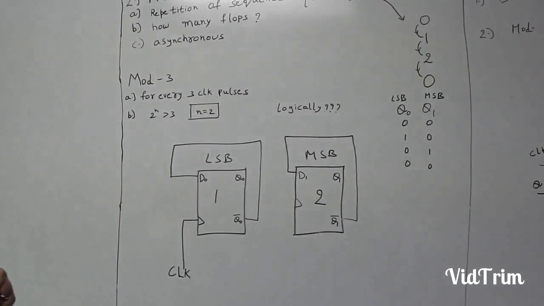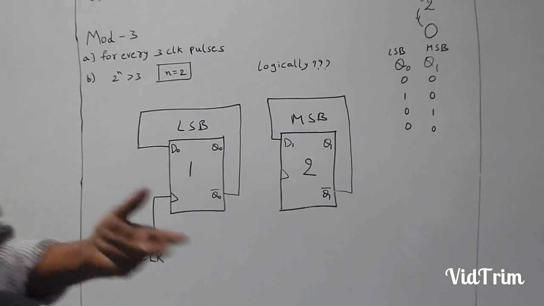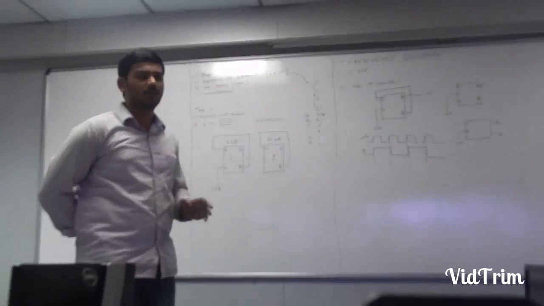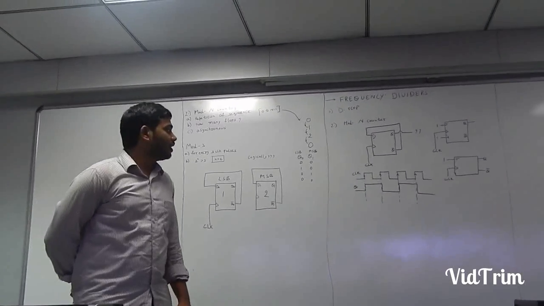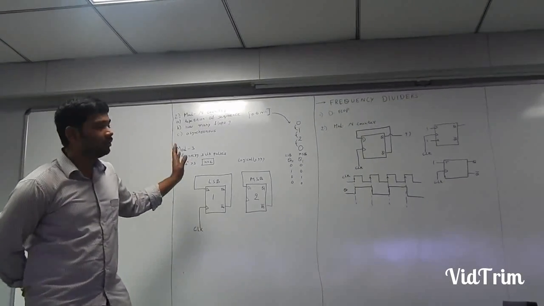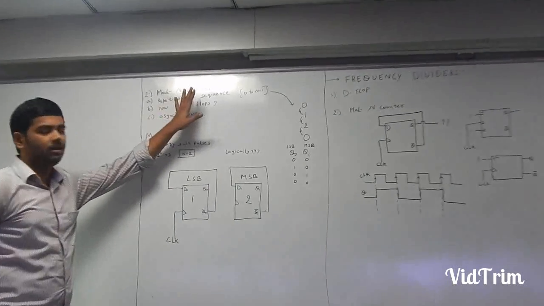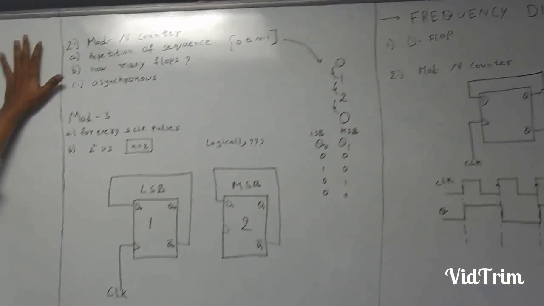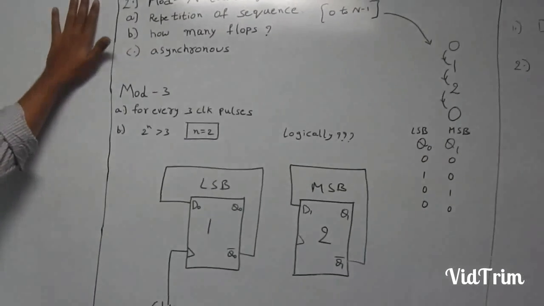So far we discussed D flop and how it gives 1 clock pulse delay, and the same when it's captured at another edge gives half clock pulse delay. And now the main concept in solving frequency dividers is a mod n counter, a modulus n counter. Basically it's an asynchronous counter.